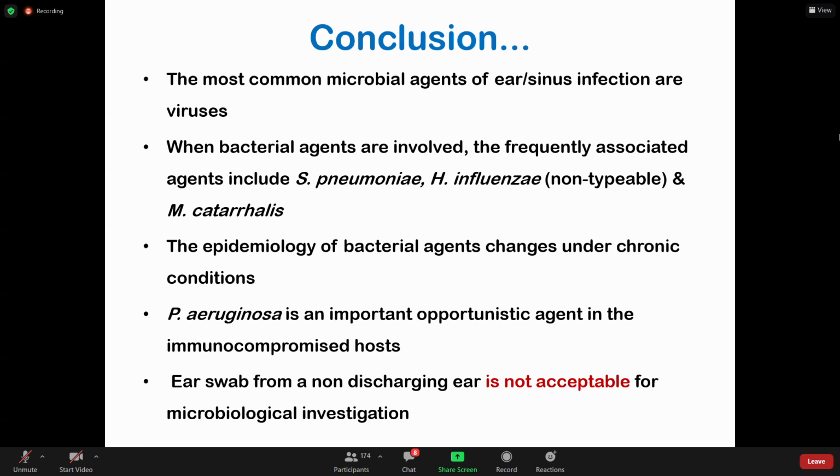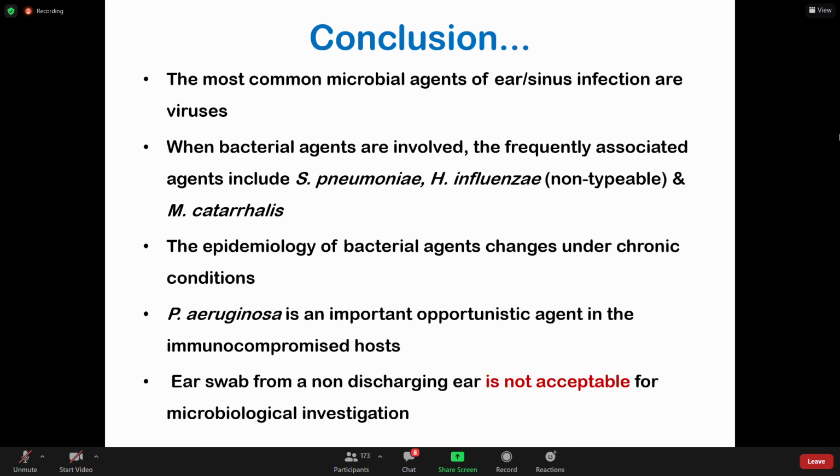So we've discussed the most common microbial agents of sinus infections, bacterial agents, but you should note that bacterial agents are just responsible for about a quarter of infections. Most infections are due to viruses. And like I said, it's very difficult to differentiate between the two on clinical grounds. When we have bacterial agents, these three organisms are the top organisms on the list.